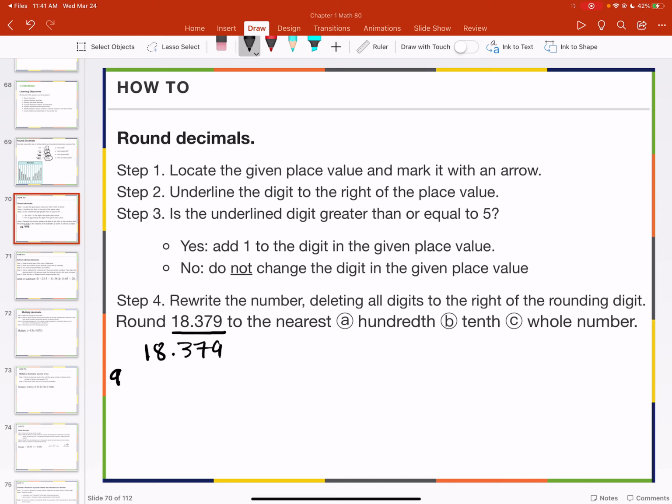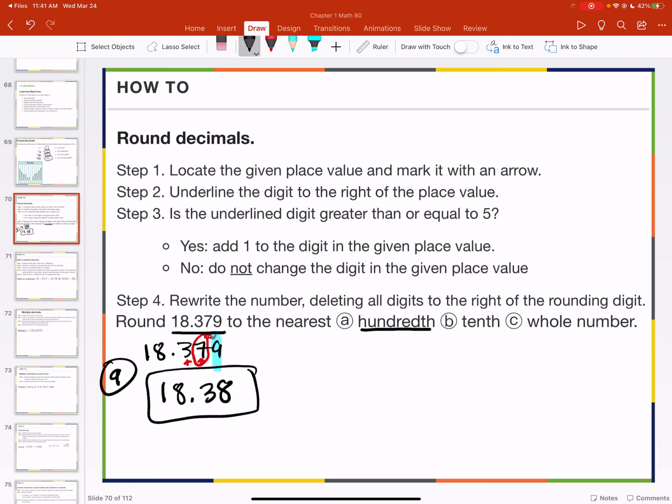18.379. So for A, we want to round to the nearest hundredth. What's the hundredths place? Tenths, hundredths place, right? So in order to figure out what to do with this number, we look immediately to the right at the 9 here. Okay, so 9 is greater than 5, so we round up. So it's going to be 18.38, and that is rounded to the nearest hundredth.